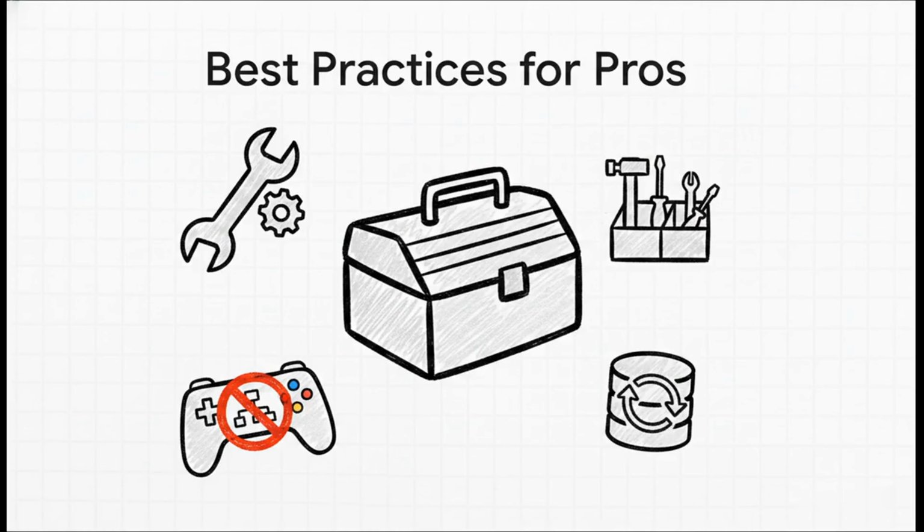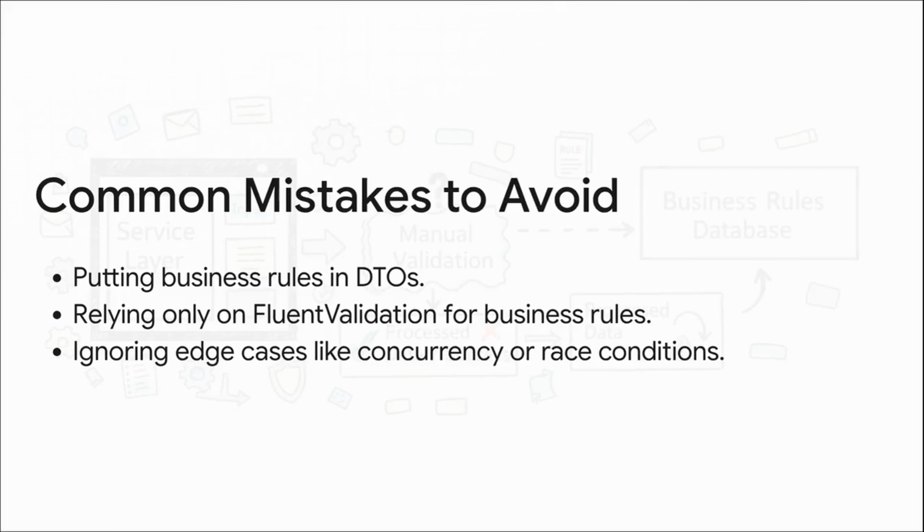Don't block your threads. And just as important as what to do is what not to do. So here are the common mistakes to avoid. First, obviously, putting business rules in your DTOs. We've covered that one. Another huge one is thinking a library like FluentValidation is a magic bullet for everything. Look, it's an amazing tool for complex input rules, but it is not a replacement for your core business and domain rules. And finally, please don't forget the really gnarly edge cases like concurrency issues or race conditions.